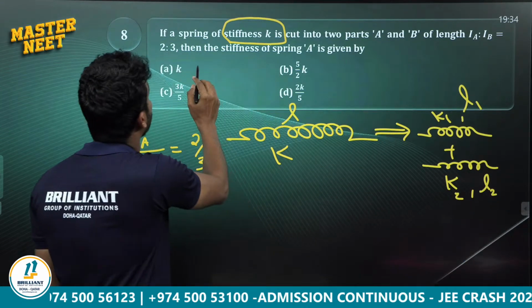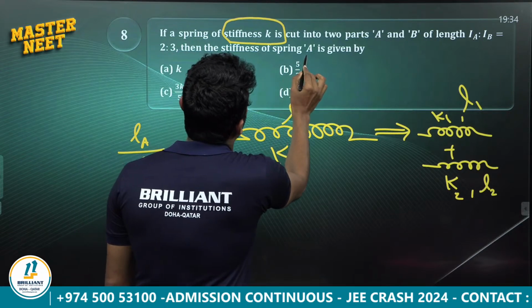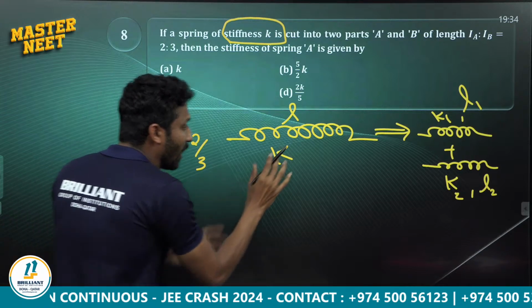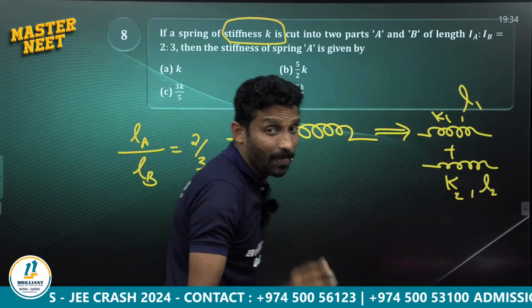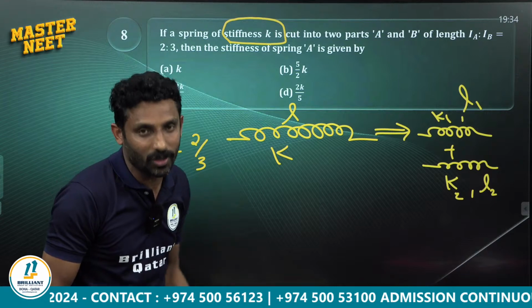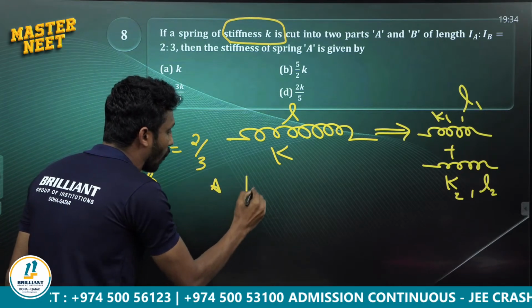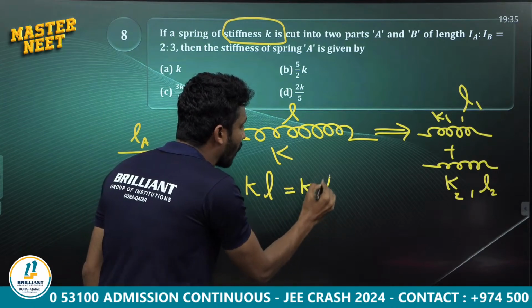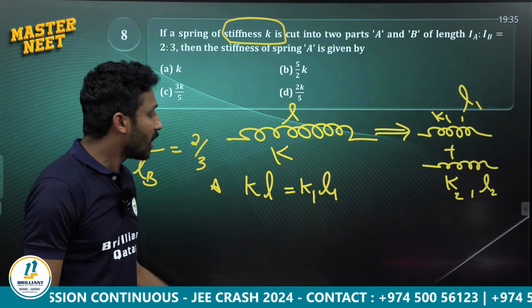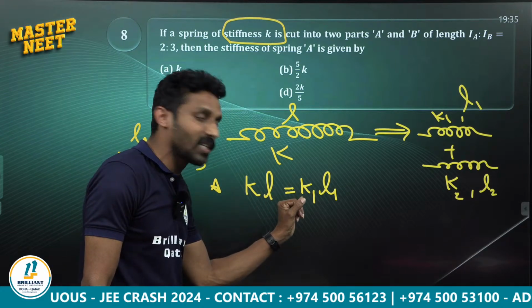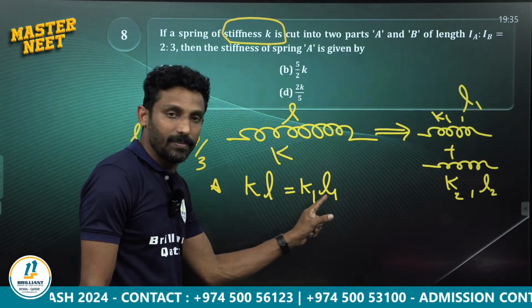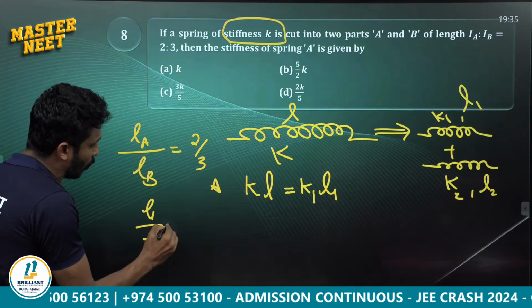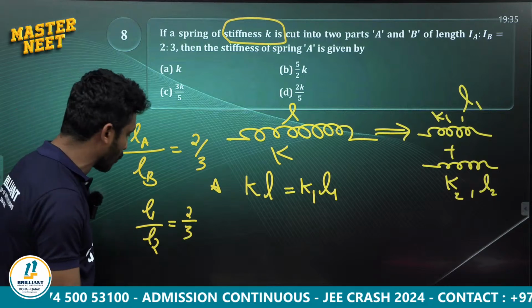Clear? Now the question is: what is the stiffness of spring A, meaning K1? There is a concept that when the parent spring is cut into different springs, the product of spring constant and length remains constant. That's an important one here. K into L is equal to K1 into L1. And K1 is asked. So we can convert this L1 into L. L1 divided by L2 is equal to 2 by 3.